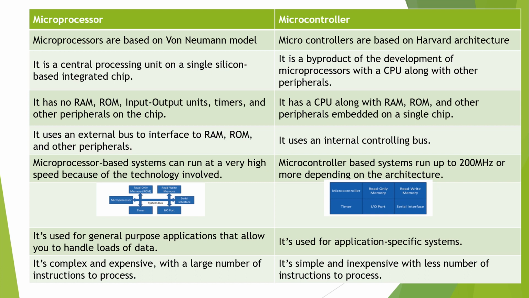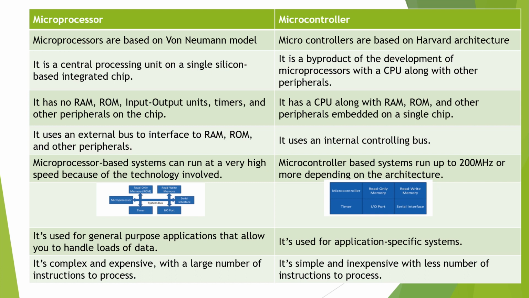Microprocessor based systems can run at very high speed because of the technology involved, while microcontroller based systems can run up to 200 megahertz or more depending on the architecture. This is the sample diagram of a microprocessor architecture, where all the devices are connected to the processor with a system bus, while in a microcontroller, all the devices, that is volatile and non-volatile memory, IO port, and timer, are connected within the microcontroller.